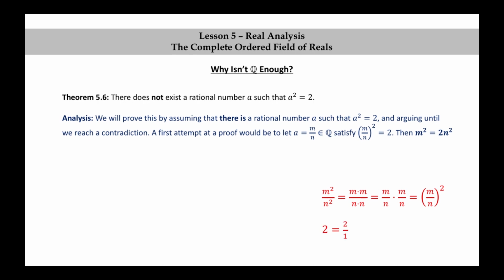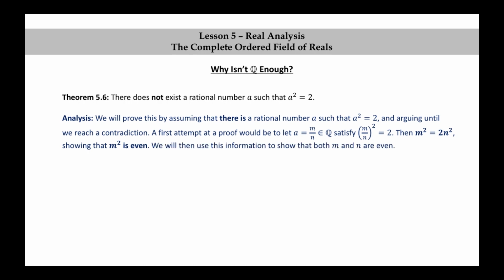Now 2 could be written as the rational number 2 over 1, and that implies that m squared over n squared is equal to 2 over 1. And by definition of equality of rational numbers, that gives us that m squared is equal to 2n squared, which is what we were just trying to show here. So we have m squared equal to 2n squared, showing that m squared is even, right? Because m squared is 2 times an integer. That's what it means for it to be even. We will then use this information to show that both m and n are even. This will require a little work, and we're going to use a theorem from the last lesson to prove this.